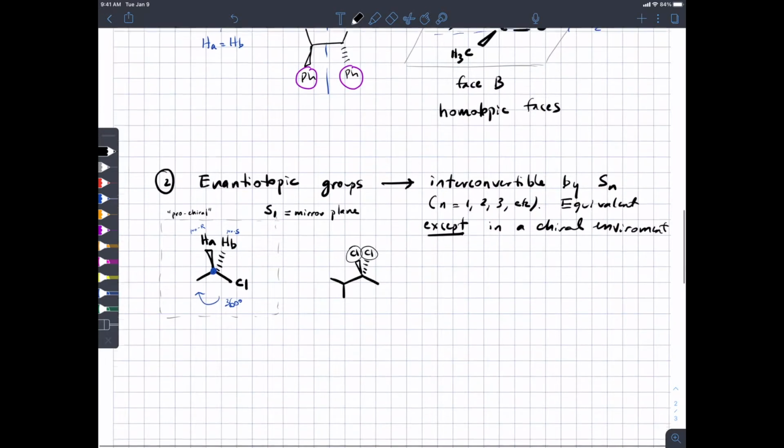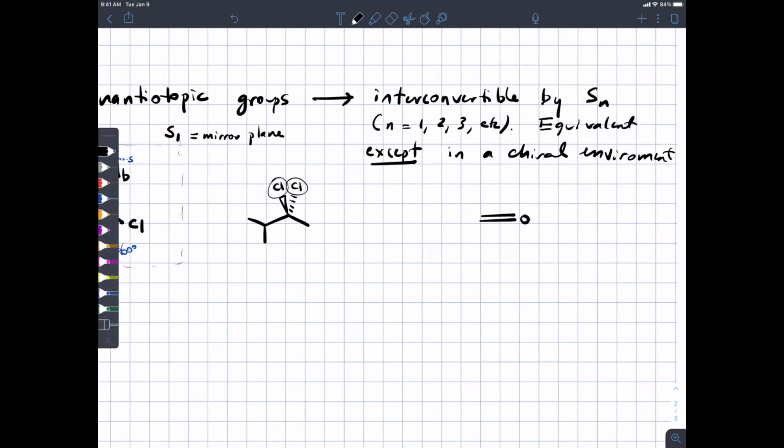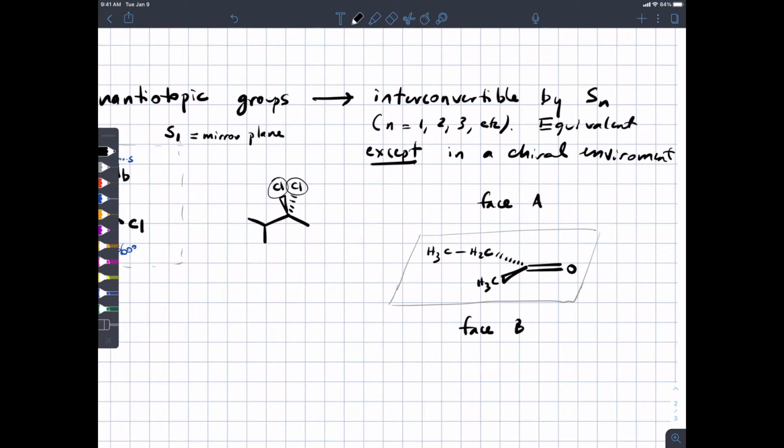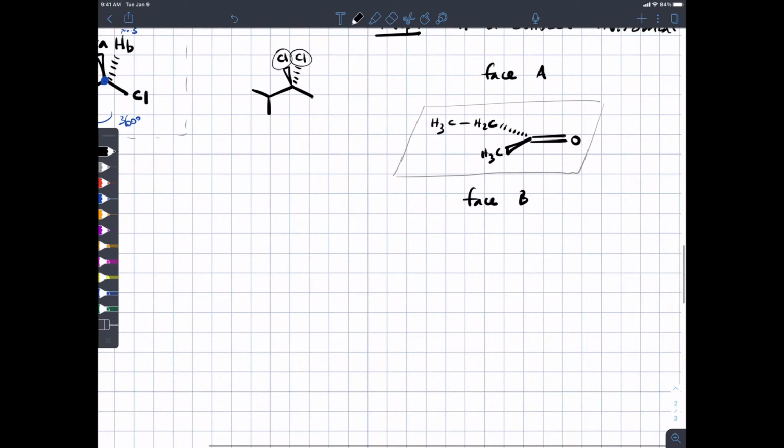As before, we saw homotopic faces with ketones. We can get enantiotopic faces with some sp2 hybridized compounds. So let's do a ketone where the two groups attached to the sp3 hybridized carbon are not the same. And you have, as before, the top face, face A, and the bottom face, face B. And they're mirror images of each other. Let's look at the view if we approach the molecule from face A: the methyl group is on our right, the ethyl group on our left. Excuse me. Face B, on the other hand, if we looked from underneath this plane, this is what we would see.